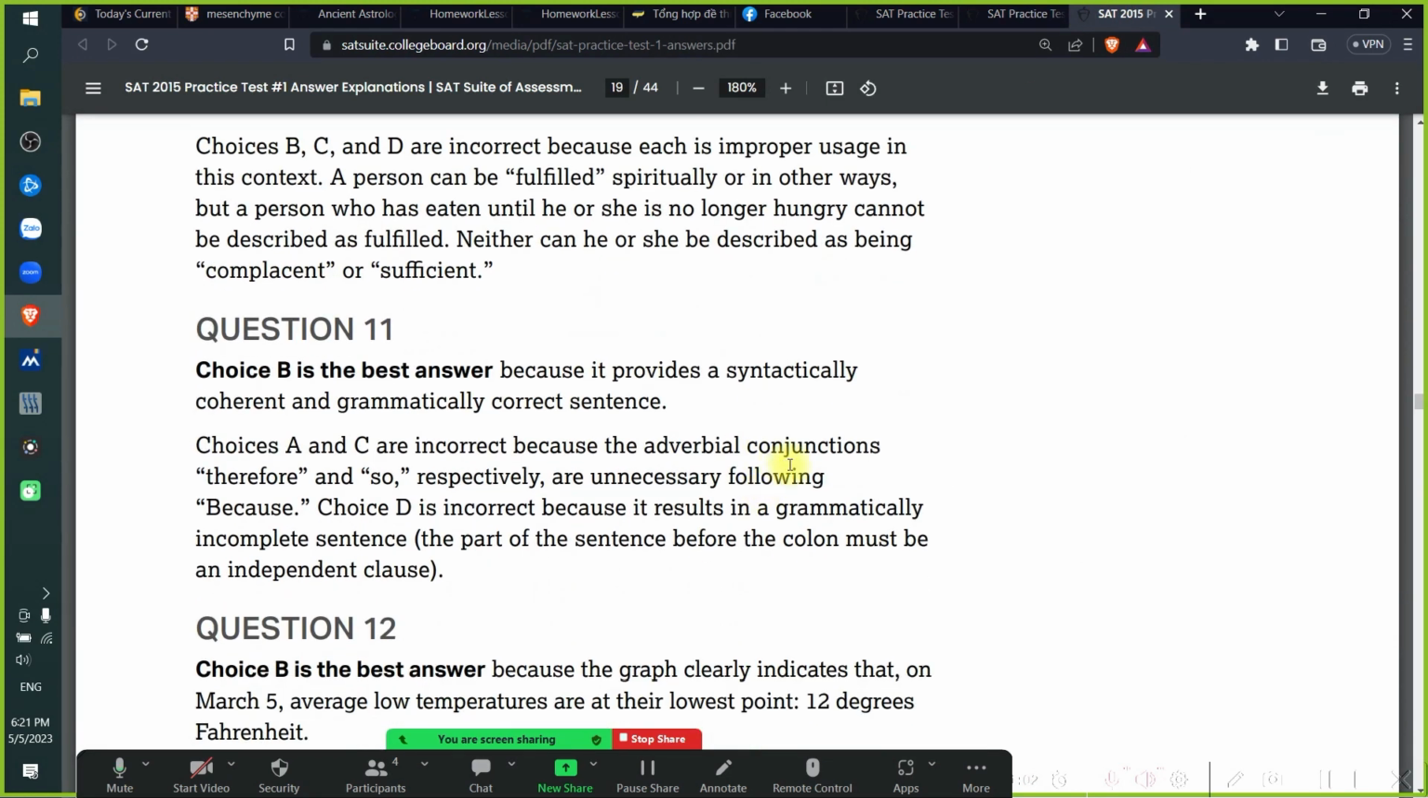Very good. Because it provides a syntactically coherent and grammatically correct sentence. Nó sẽ làm cho cái câu nó đúng về mặt ngữ pháp và nó có sự mạch lạc về mặt cú pháp, syntax.